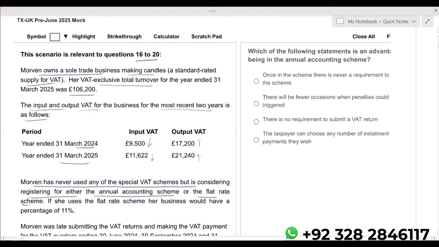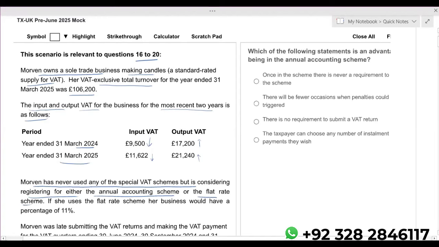Or a flat rate scheme. Actually, in the flat rate scheme, what happens? Number one, we calculate all of your supplies and make them VAT inclusive, meaning we add VAT into that, then multiply by the flat rate percentage, whatever it is. Then whatever the answer comes to, that will be directly the VAT payable you have to pay to HMRC. In the flat rate scheme, we don't first calculate output, then minus input. No. In a flat rate scheme, we take all of your supplies and make them VAT inclusive. All means even your exempt supplies as well, and your zero rated supplies as well.